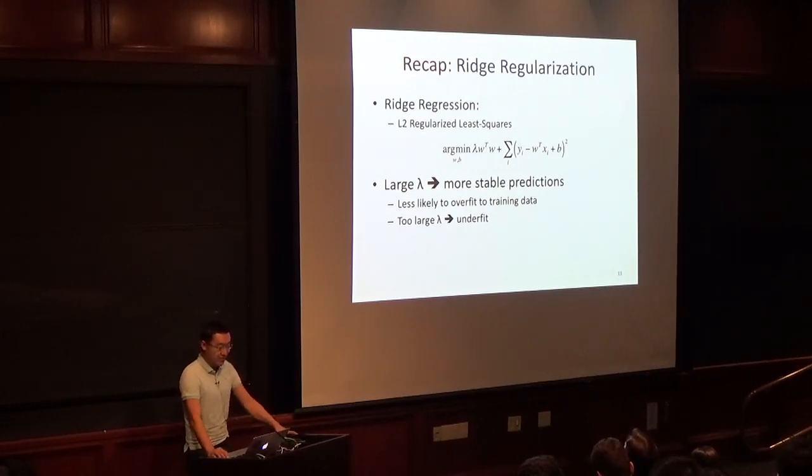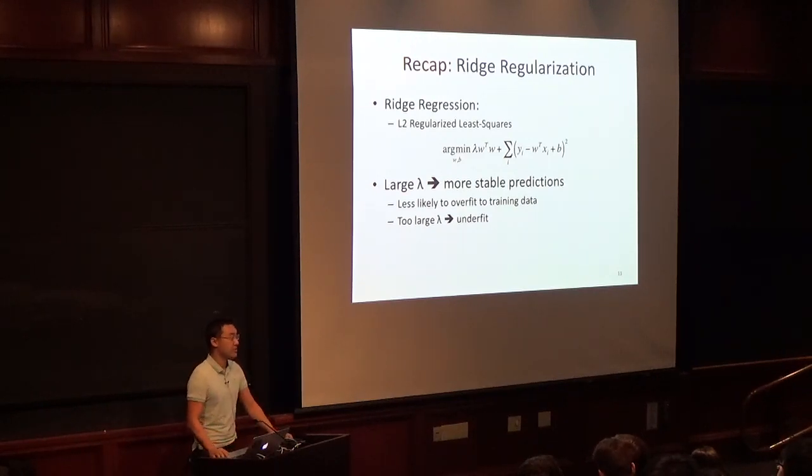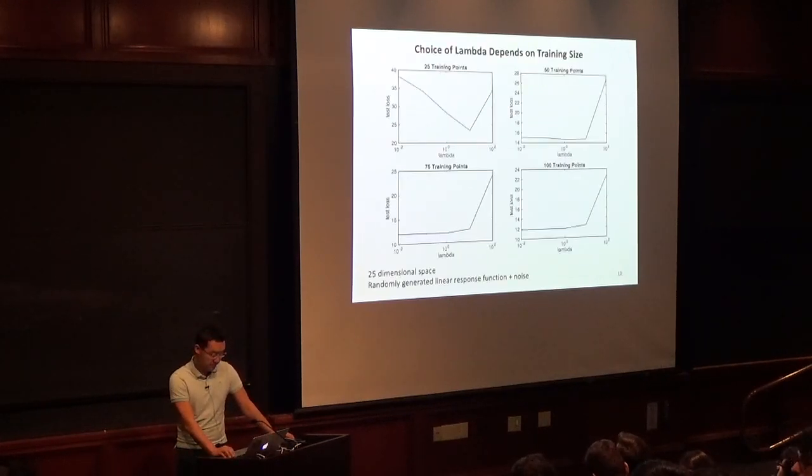It's less likely to overfit to the training data, but of course, if your lambda is too large, you will underfit, and therefore you won't predict well in the test set either. Question, yes? Sorry, in the last slide, is there any particular reason why these curves are not smooth?